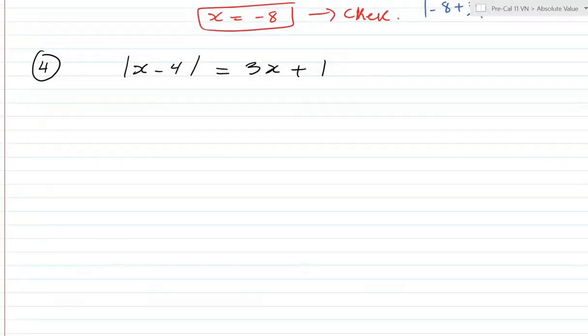Okay, here is another example of an absolute value equation. In this case, we have an absolute value term on one side, and the other side is just a linear term. It doesn't really matter. We're going to follow both cases and then come up with a solution. So let's go ahead and do the cases.